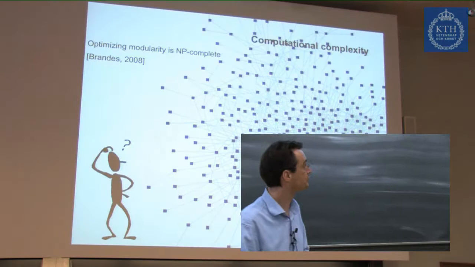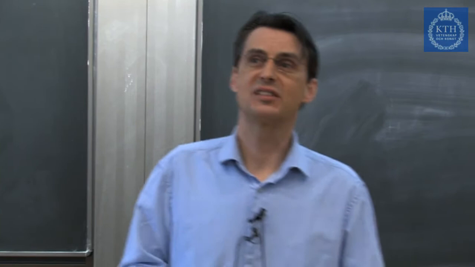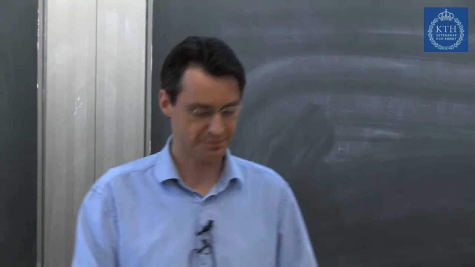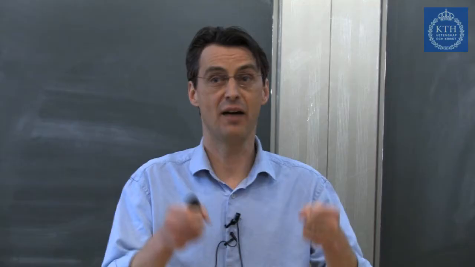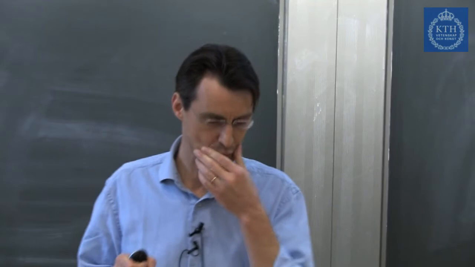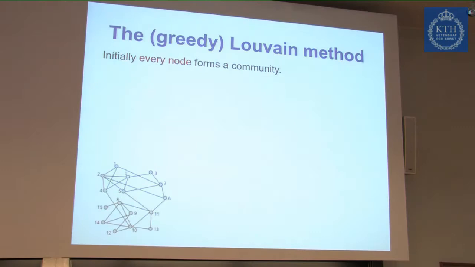Okay, so let me now describe the Louvain method, which is a slight variation of a very simple, very natural greedy method. So how does the method work? Let me take a small graph here, and I've numbered the nodes, and initially in the algorithm, every node forms a community in itself. So I have as many communities as I have nodes in the graph. And then I want to increase modularity. How do I do that? Well, I consider these nodes in turn, and for each of them, I consider moving them to a neighboring community, and I do so only if it increases the modularity, right?